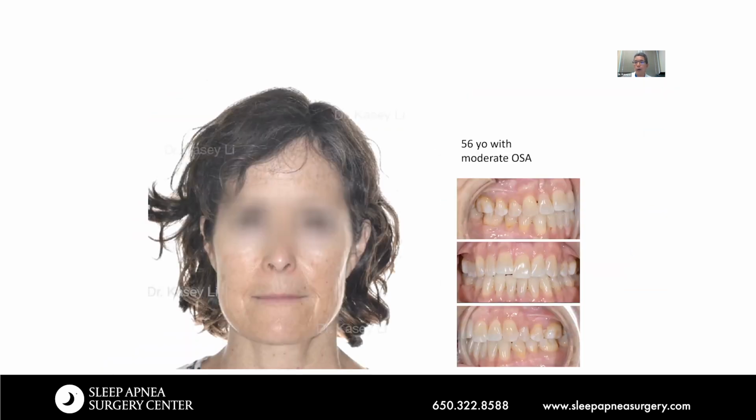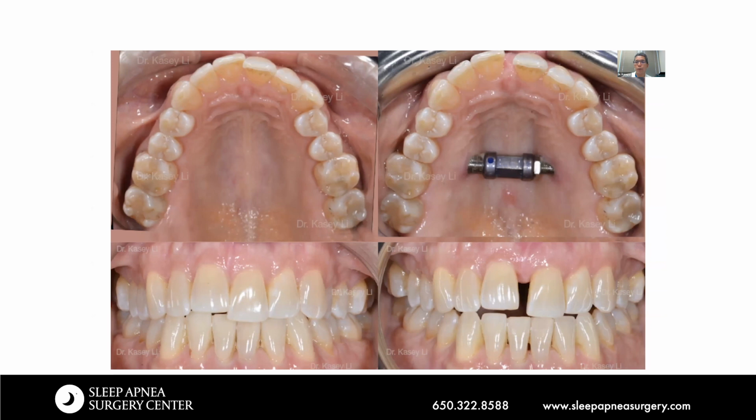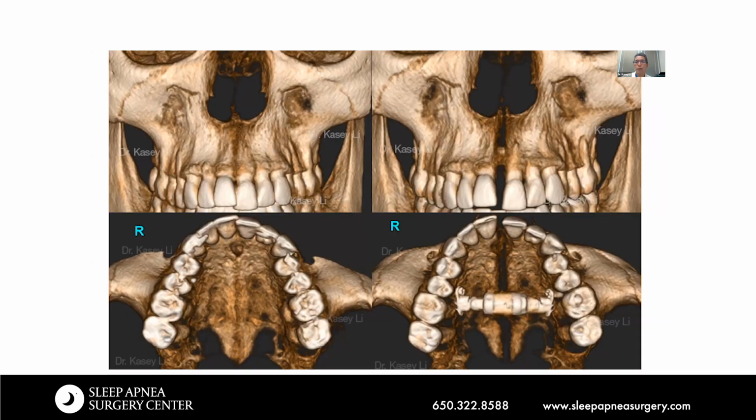Sleeping much better. He's a scout master. Going camping, doesn't need a machine, feeling much better. Getting older, moderate sleep apnea, 50-some-year-old. Expansion, ANS to PNS. No change in terms of the teeth.